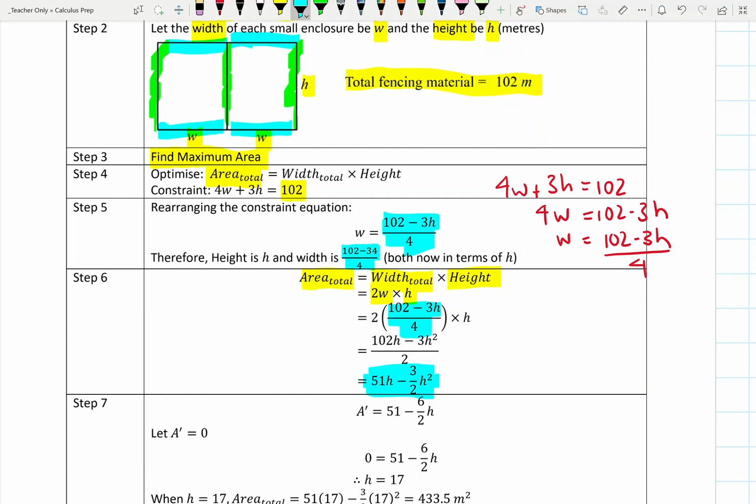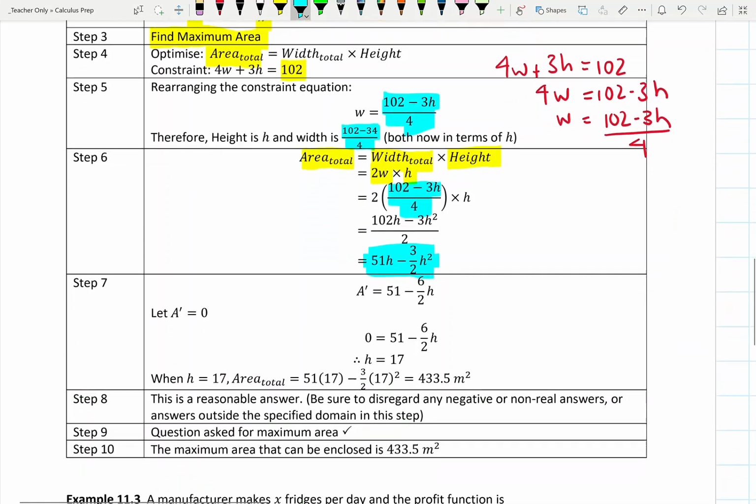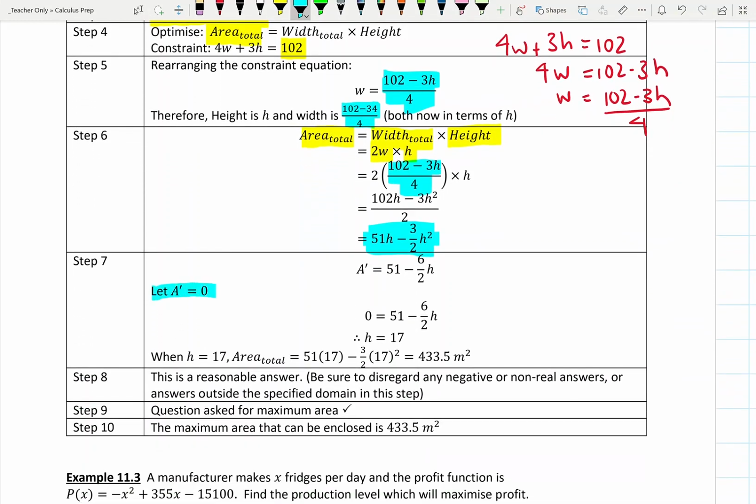Because we're optimizing, step 7 is find the derivative and let it equal 0. So if this is our area, then we can find our derivative. The derivative of area is 51 minus 6 on 2 h. From there, we set it equal to 0 and solve for h. h is 17. So when height is 17, we sub it back into our equation, and we get that our area is 433.5 square meters.